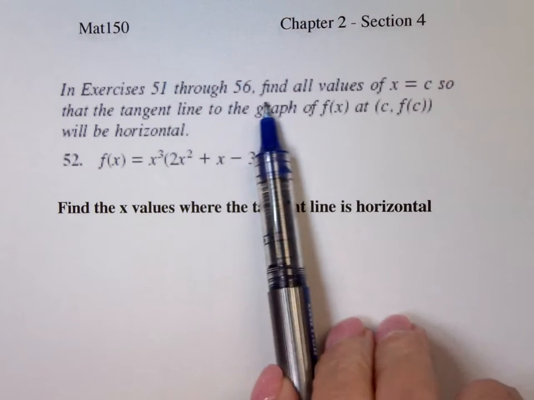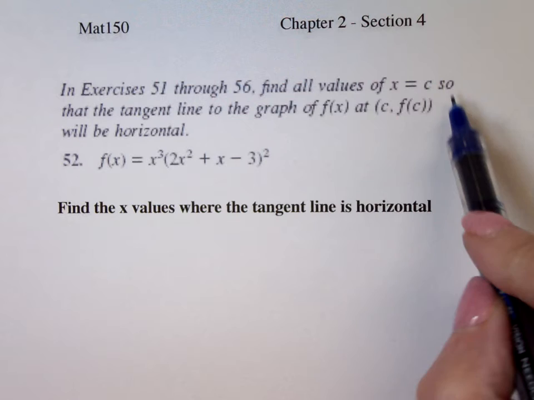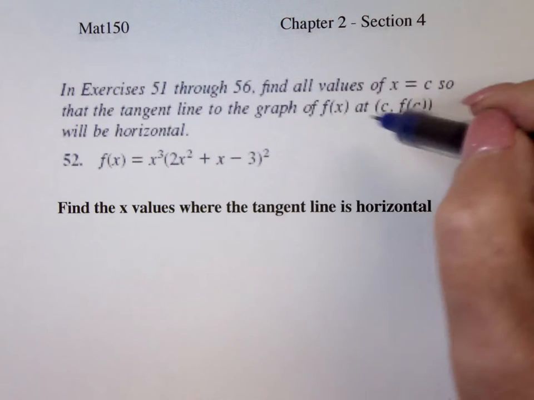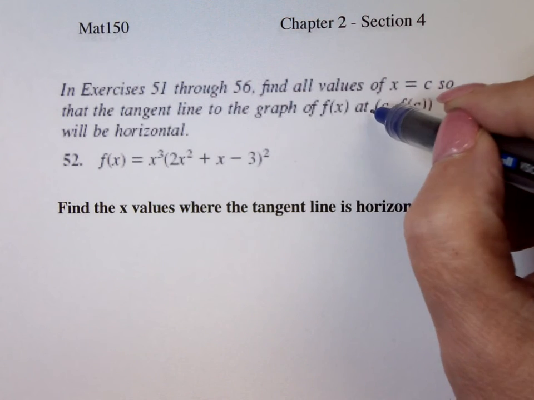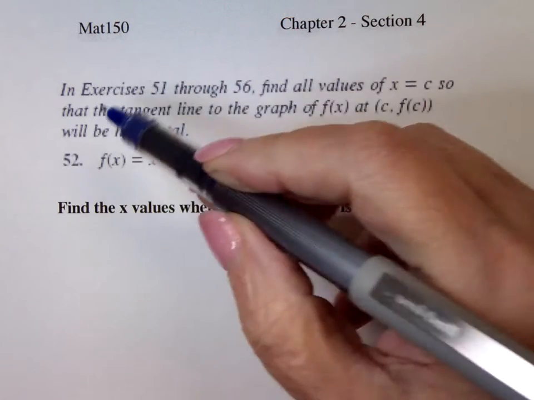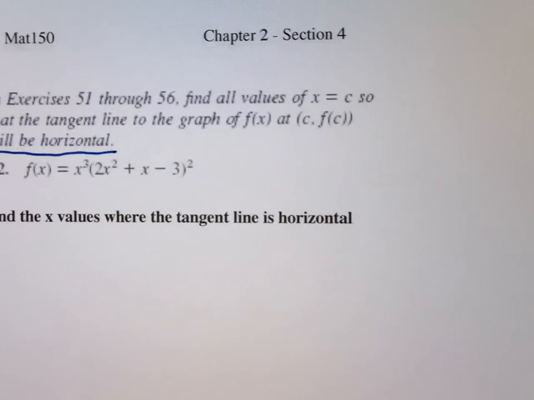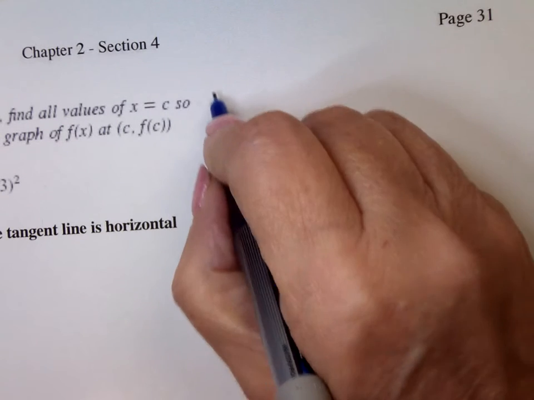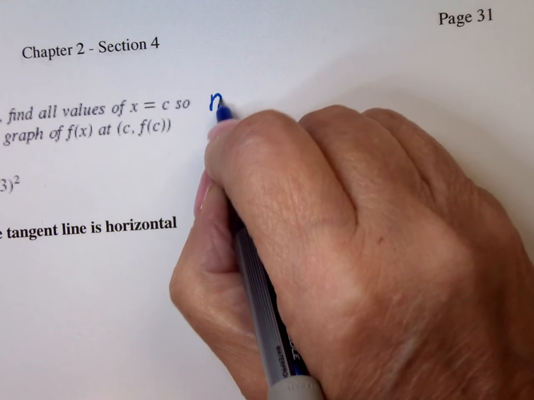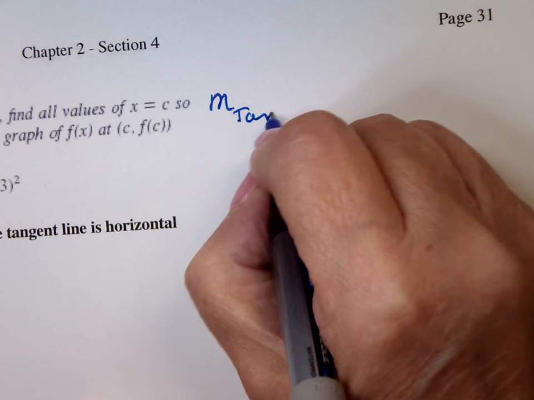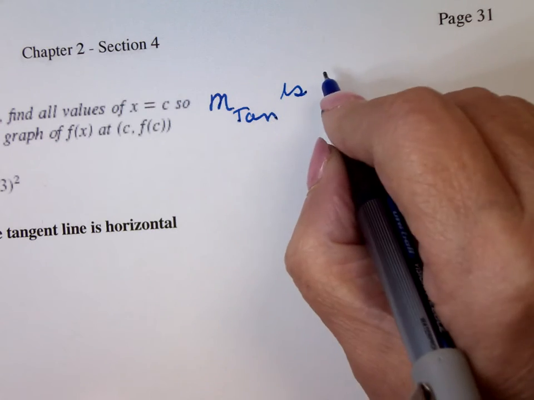In 51 through 56, find all values x equals c so that the tangent line to the graph of f of x at c, f of c will be horizontal. The biggest thing that we need to know is the slope of the tangent.